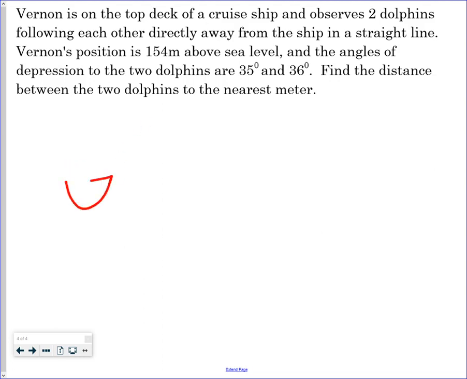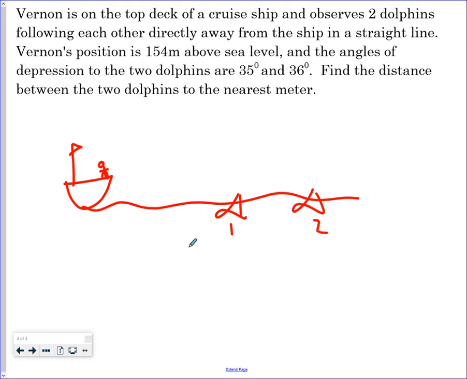So, you guys have a boat. You got Vernon on the boat. You got water. You got dolphin 1, dolphin 2. Okay? They told me he's 154 meters above sea level. Sorry, that's hard to see, but that's 154. Is that okay? Okay. And then angles of depression. So again, here's my line of sight, right? So angles of depression are going to be going down from that line of sight. Is everybody okay with where I am right now? All right. I've done the 154. I'll do those two in a second.